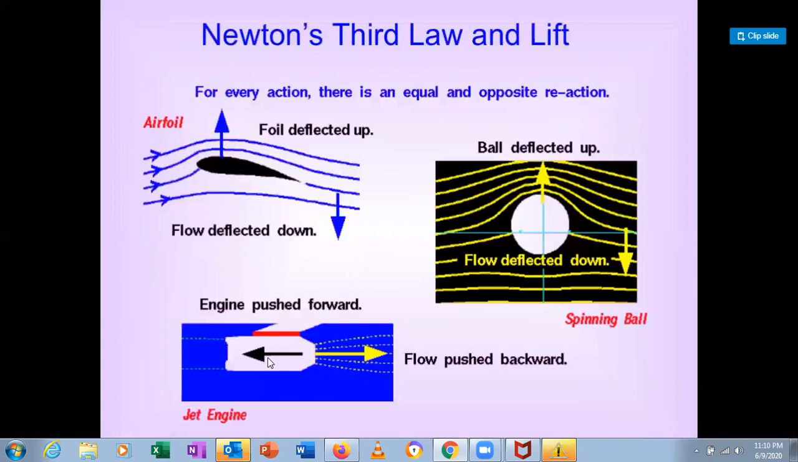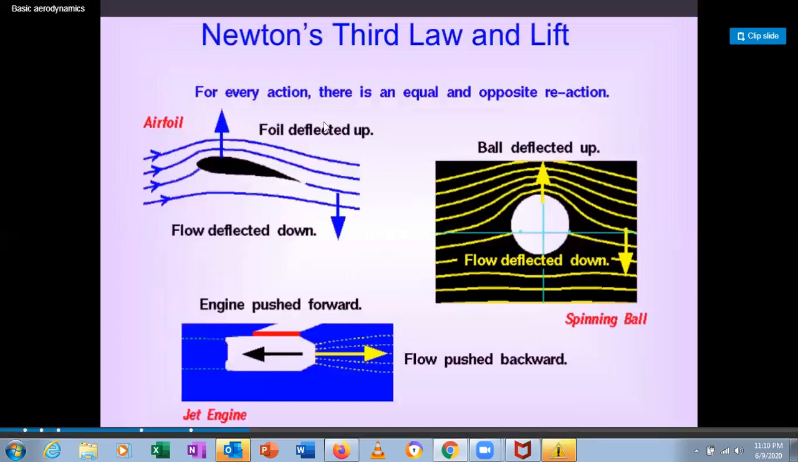So we can see here Newton's third law: for every action, there is an equal and opposite reaction, correct? Therefore, flow is in the upward direction and flow is in the downward direction. Here, what is happening? The flow over the upper surface of the airfoil moves faster, and the pressure will be less compared with the lower surface. So there is a pressure difference between the upper and the lower surface.